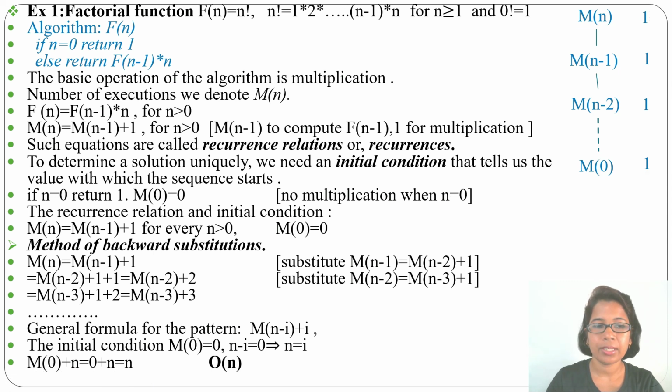In the next lecture, I will discuss the analysis of the Tower of Hanoi example. There, I will discuss both the backward substitution method and the recursion tree method.